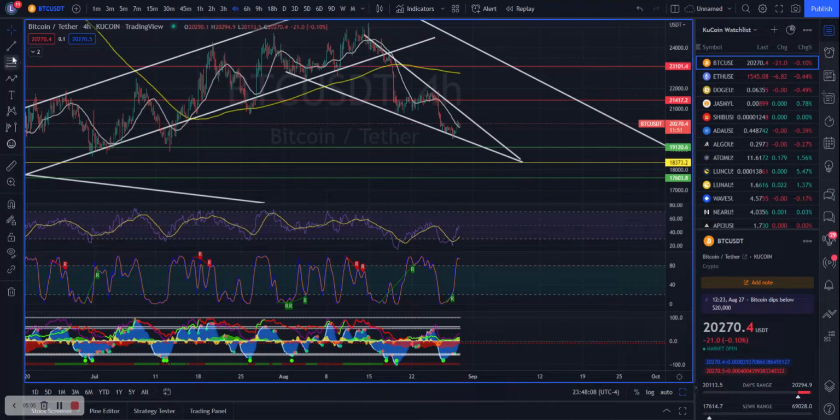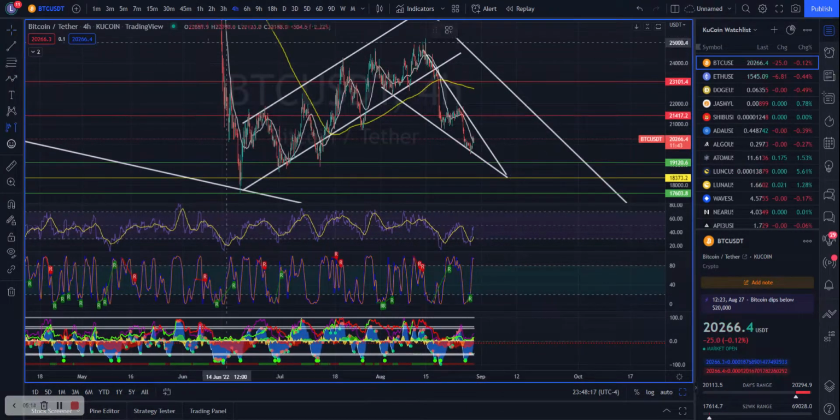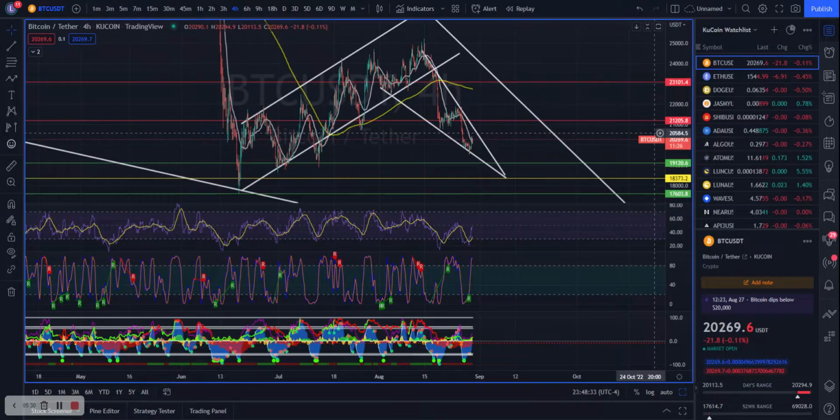And in order to break out, we would have to break this upward sloping support line. Running the VRVP in this price action area, we see our point of control is, as I was saying, our previous price action region. So I'm going to remove this and refine this line to right there. That is our point of control of this price action, and that's 21,200.